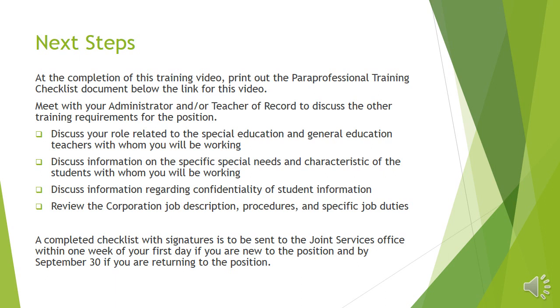Next, you need to discuss information on the specific special needs and characteristics of the students with whom you'll be working. You might have been hired to work with one particular student. It's important that you meet with the teacher of record to identify what those particular needs are for the student and how you will support the student. Third, you'll need to discuss information regarding confidentiality of student information. That was briefly covered in this training video, but it is critical that you understand that important requirement of the law. Finally, review the corporation job description for your position, any procedures, and specific job duties.